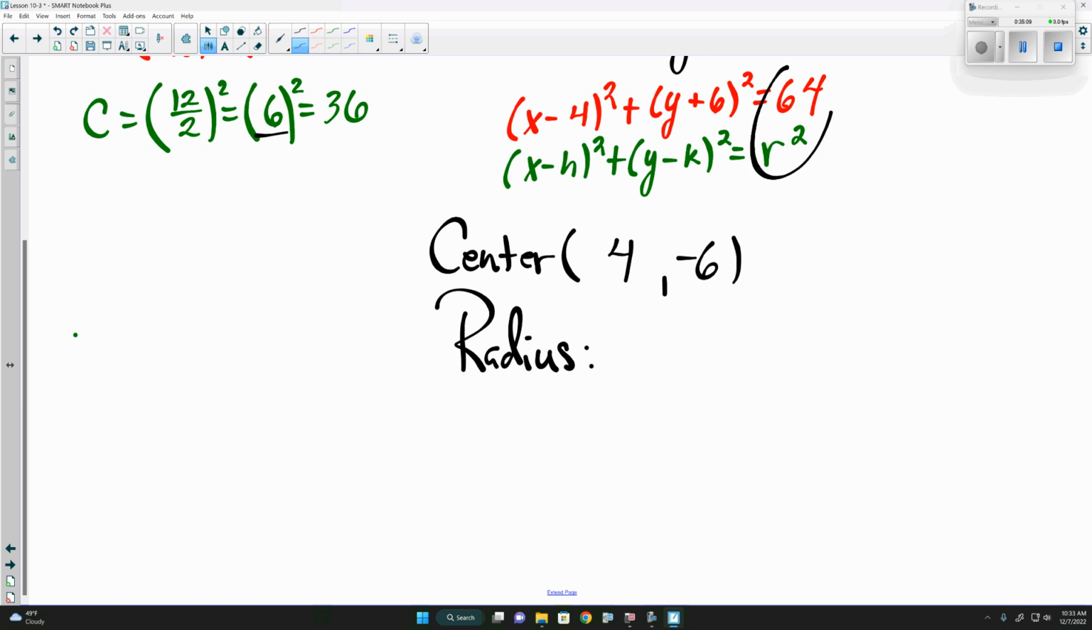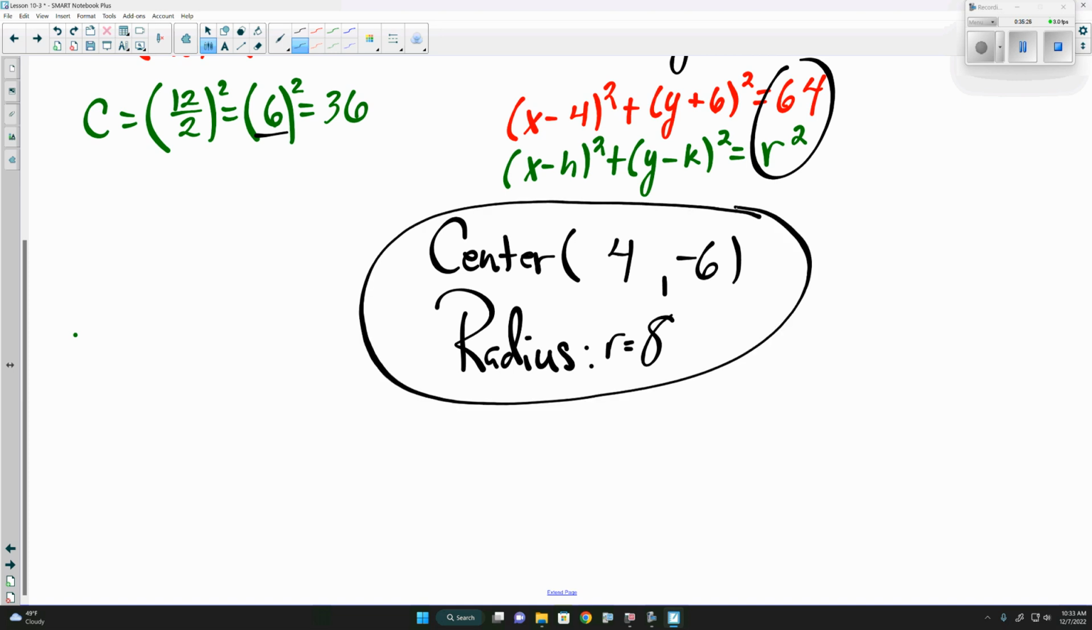Now the last piece is our radius. Well, the radius squared is 64. So we'd have to take the square root of 64. We will go more in depth with radicals next semester. And we're going to actually get to see them in a better way than just a number times itself. But this is it.